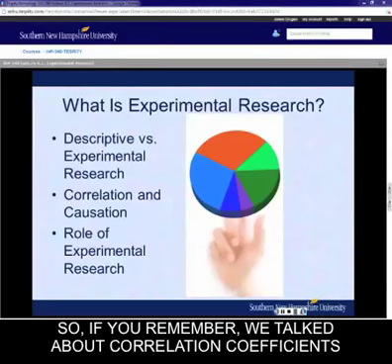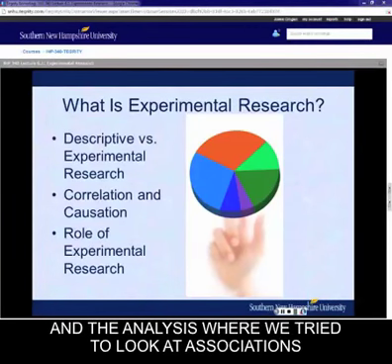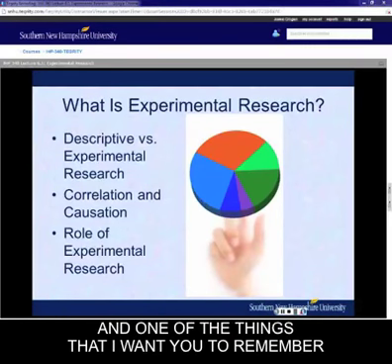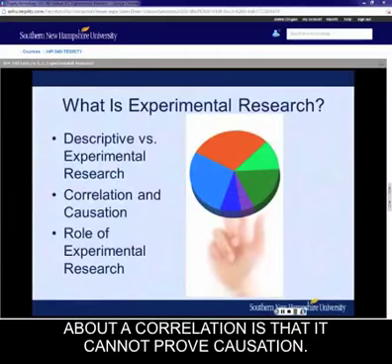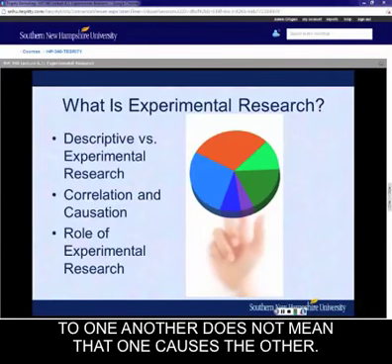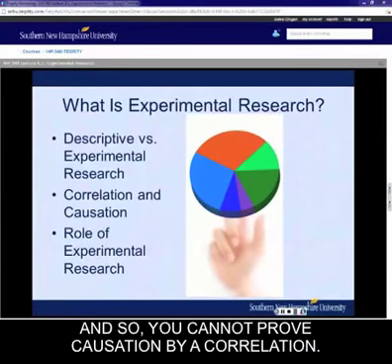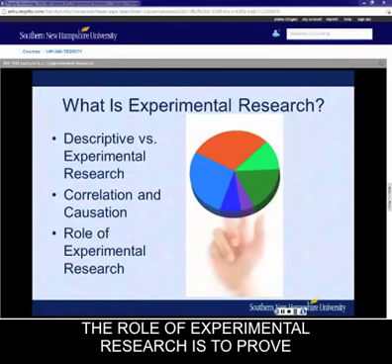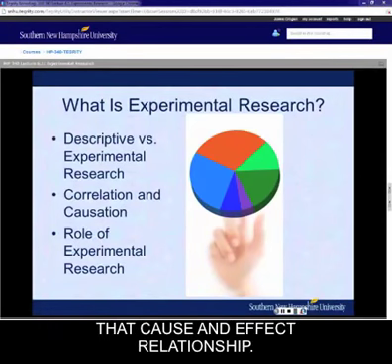So if you remember, we talked about correlation coefficients in the analysis where we try to look at associations between two variables. And one of the things that I want you to remember about a correlation is that it cannot prove causation. So just because two variables happen to be related to one another does not mean that one causes the other. And so you cannot prove causation by a correlation. The role of experimental research is to prove that cause and effect relationship.